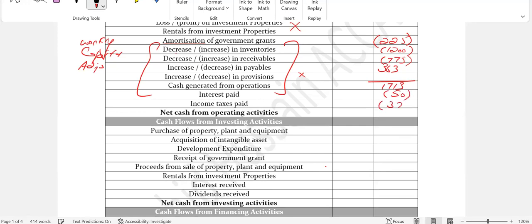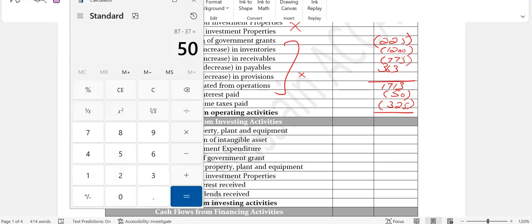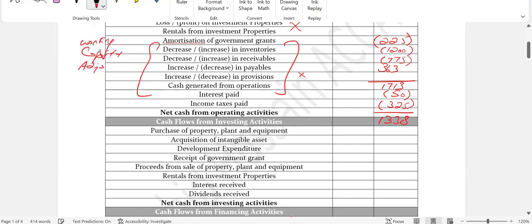So going back to the question, interest paid is 50, tax paid is 325. Now we get the net cash, which if it is a positive figure, is net cash inflow from operating activities. So which is 1713 minus 50 minus 325, which is 1338. So net cash inflow from the operating activities is 1338.